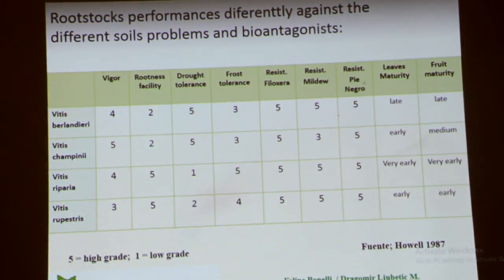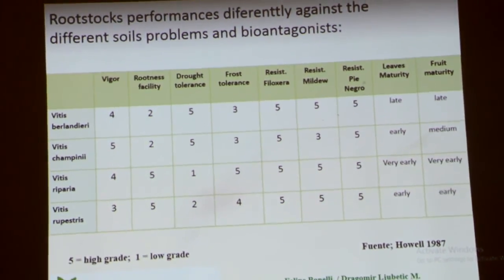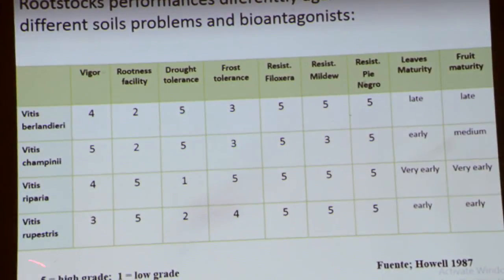So these four mother species, Vitis berlandieri, Vitis champini, Vitis riparia, Vitis rupestris, perform differently against the different soil problems and against antagonists like phylloxera or nematodes or anything.